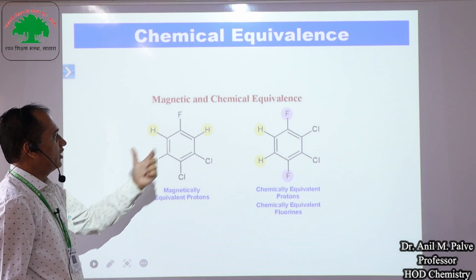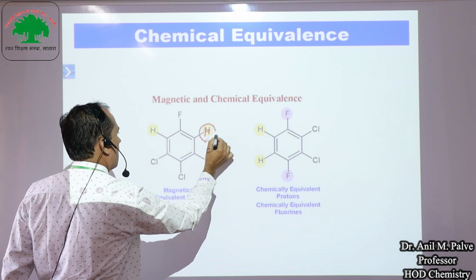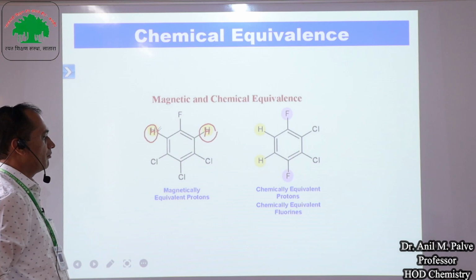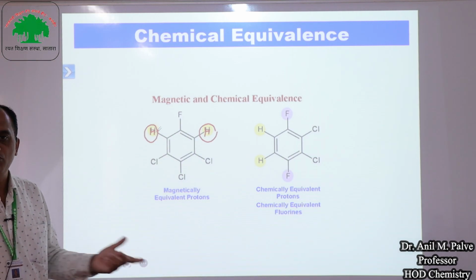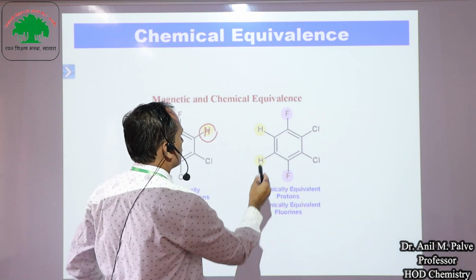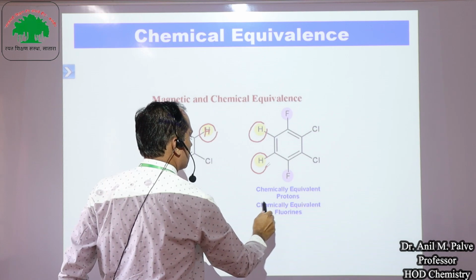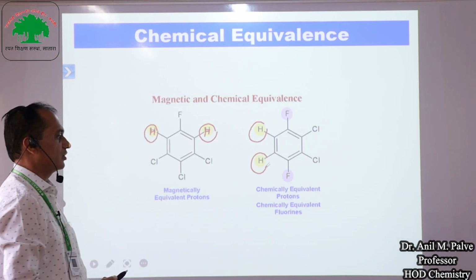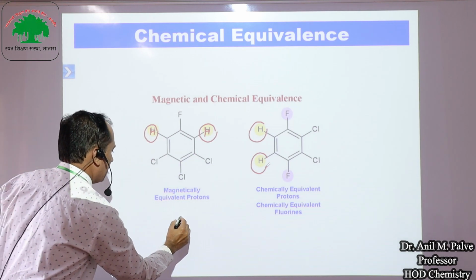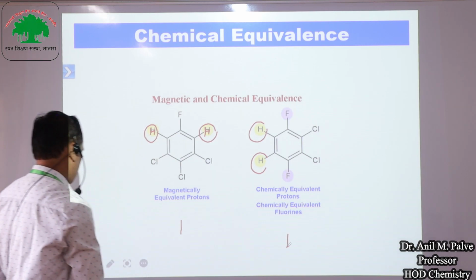If you see this molecule, the hydrogens marked over here, these 2 hydrogens, are magnetically equivalent protons, and if you see these 2 hydrogens over here, these are chemically equivalent protons. So here we get only 1 NMR signal, and here also you get only 1 NMR signal.